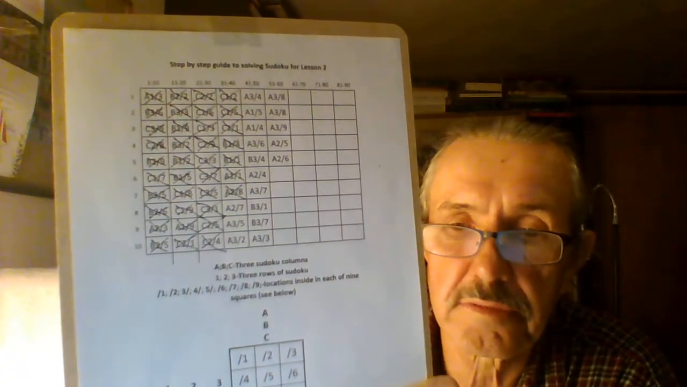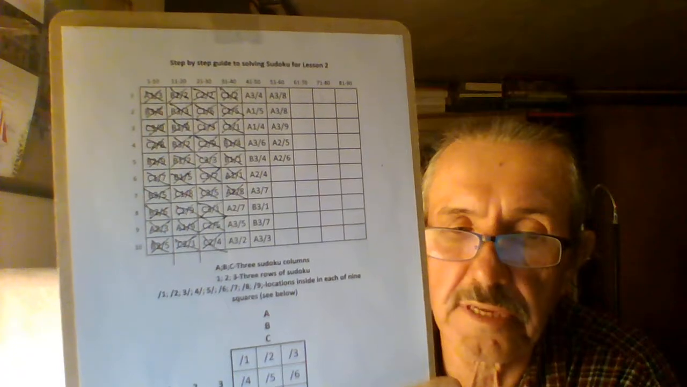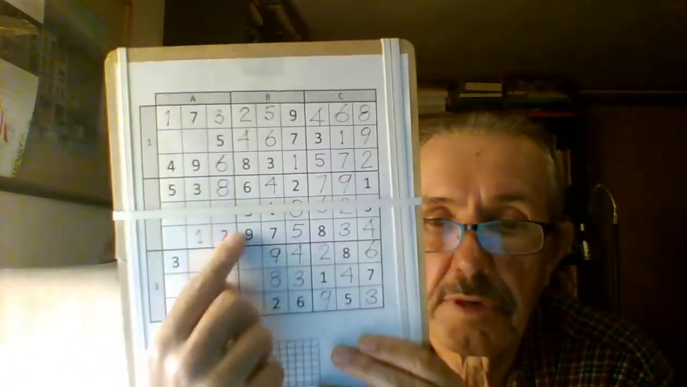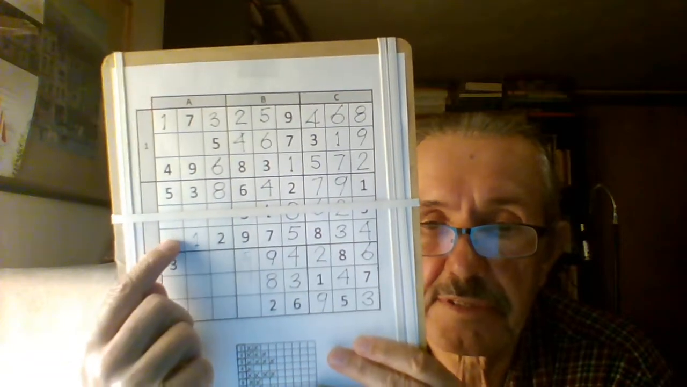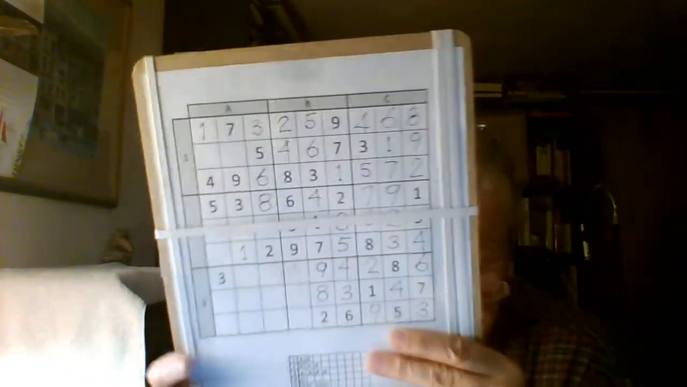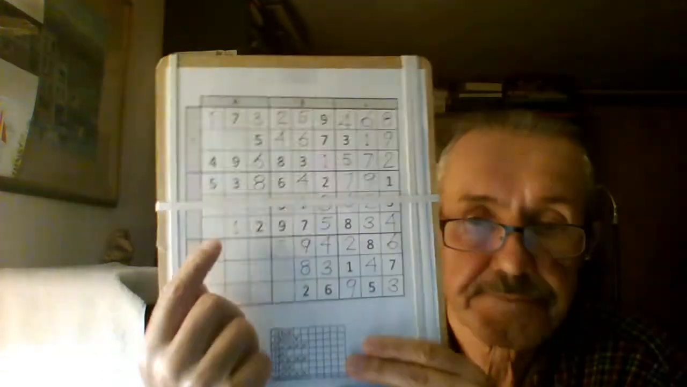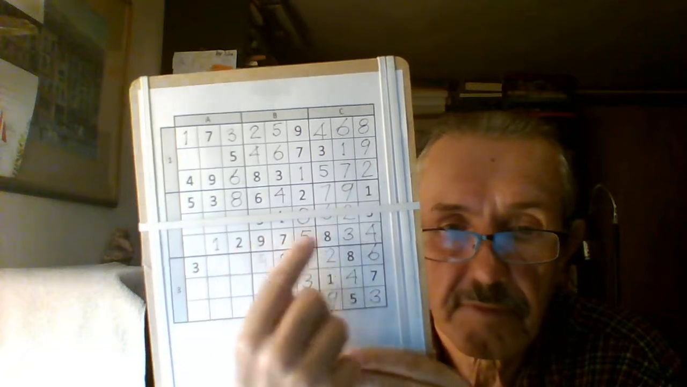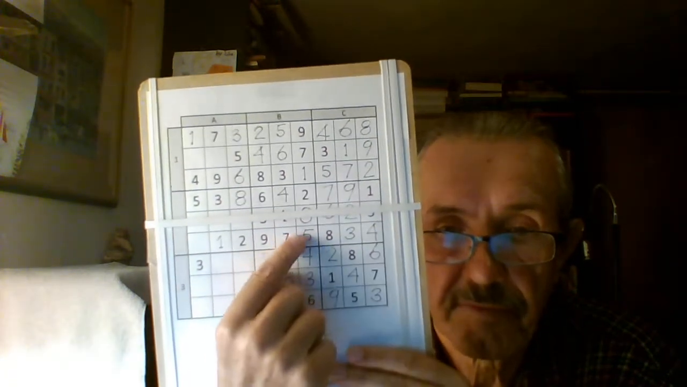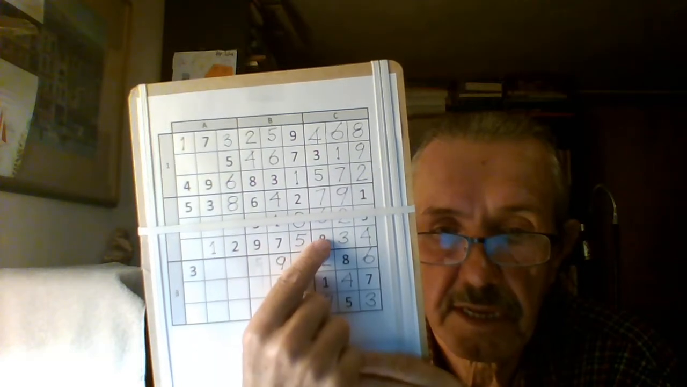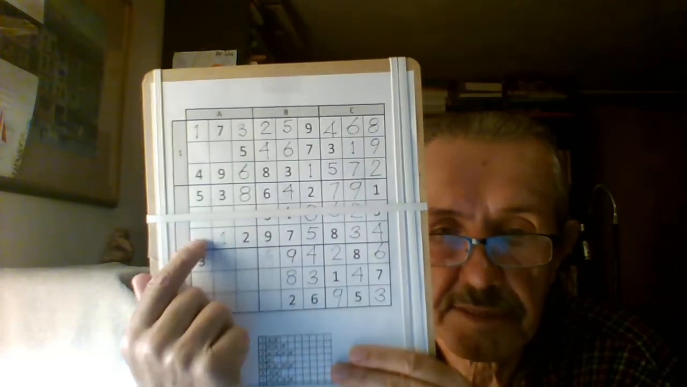Step is square A2 location 7. The square A2 is over there and location 7 is over there, and this is for number 6. 1, 2, 3, 4, 5, 6, 7, 8, 9. This is for number 6.